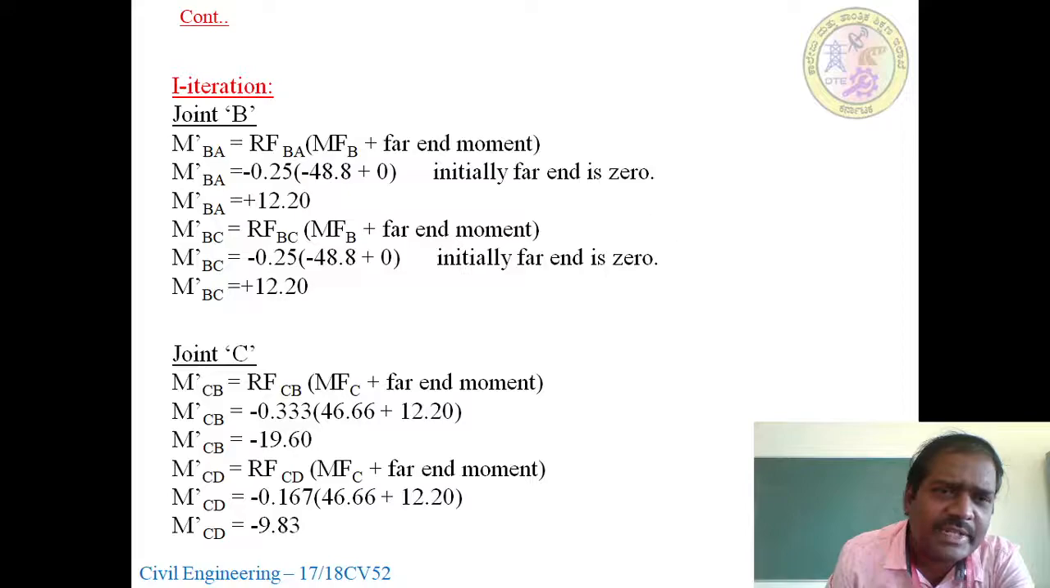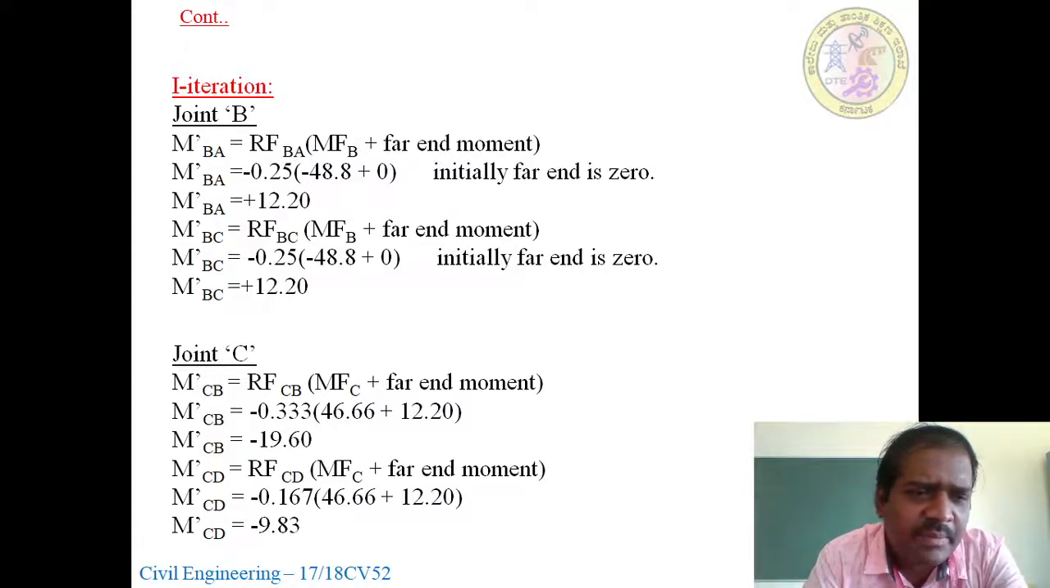Then next come to the joint C. The M dash CB and M dash CD we have to calculate. M dash CB is equal to rotational factor of CB into MFC plus far end moment. So rotation factor is minus 0.333 and MFC is 46.66 in the smaller box plus 12.2. This is the M dash BA, because for the joint C, M dash BA is the far end value for CB and CD. So 12.2 is the far end value. So the value is minus 19.60.